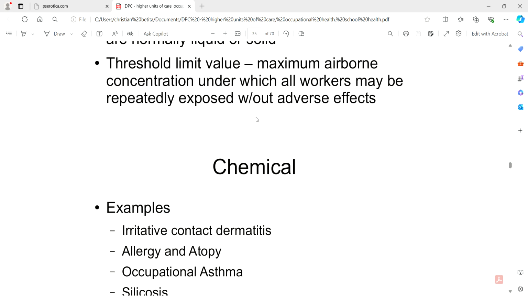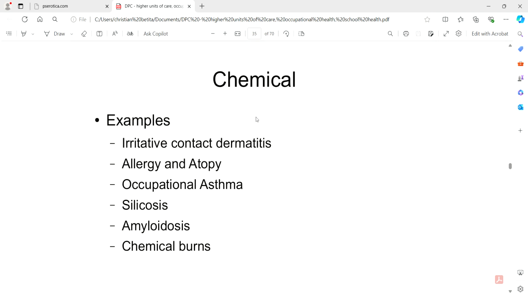effects. So examples of chemical injuries would include irritative contact dermatitis. So when the chemical touches the skin, it causes irritation. Allergy and atopy, occupational asthma, silicosis and amyloidosis. This is they form deposits actually in the lungs. This can sometimes be mistaken for tumors, and of course chemical burns.